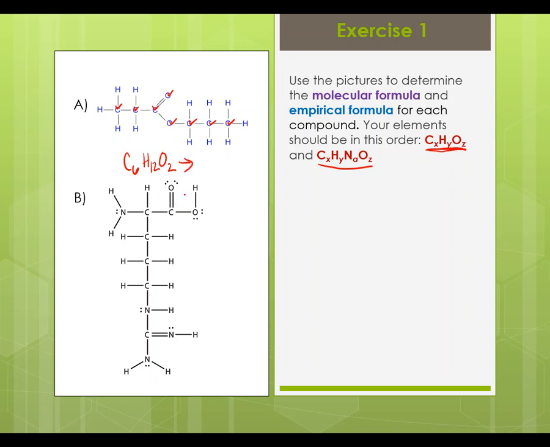Now, in order to find the empirical formula, all I need to do is divide them all by what? 2. Yeah, so this is C3H6O. That would be the empirical formula. Now you try B real quick. Follow this order that's given to you. CHNO. Start there, do your counting. And so will I. 1, 2, 3.